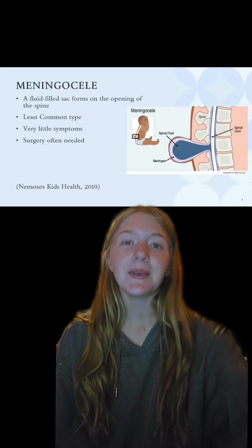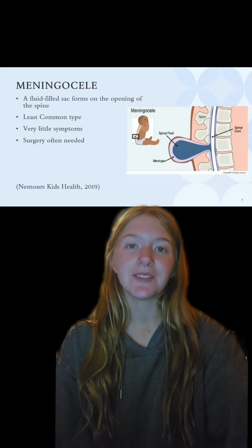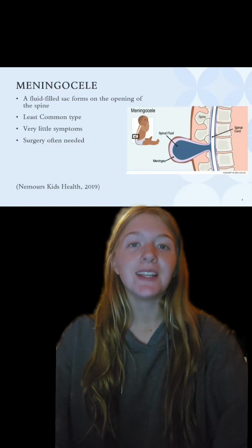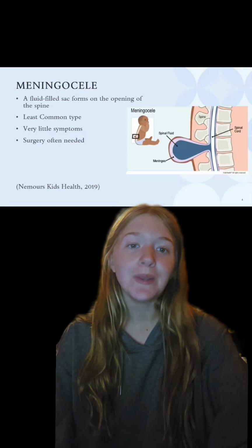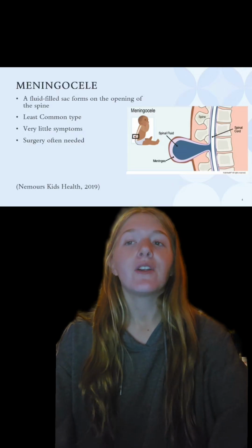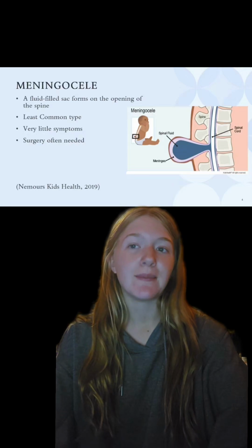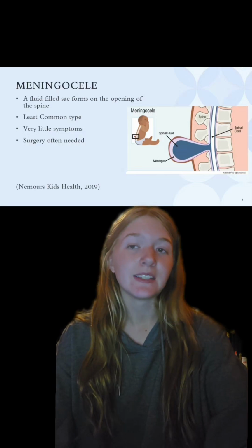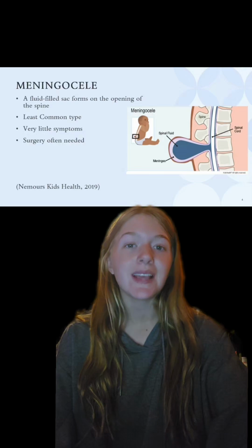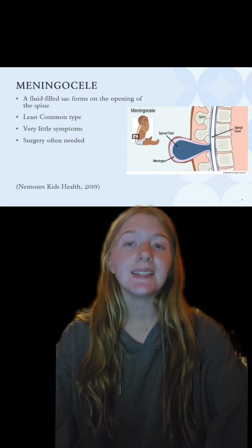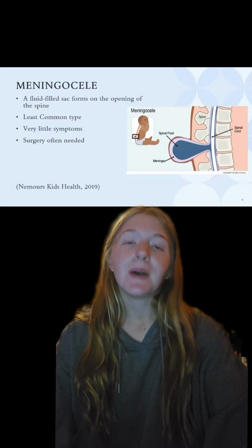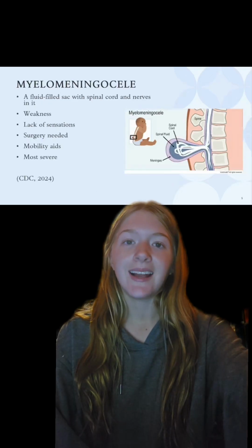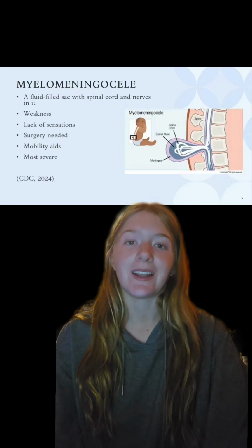The second type of spina bifida is called meningocele. This occurs when the gap in the spine does cause a fluid-filled sac to form on the opening of the spine. There are also very few symptoms for this type of spina bifida, but some of these symptoms can include bowel issues and sensory loss, as well as joint problems and scoliosis. This is the least common type of spina bifida, but it often needs surgery to put the sac back into the spine. The last type of spina bifida is myelomeningocele.